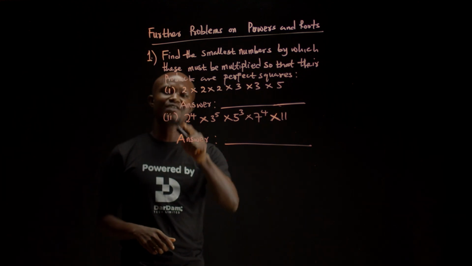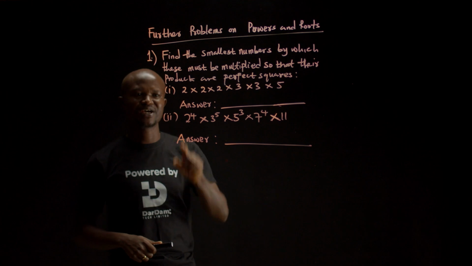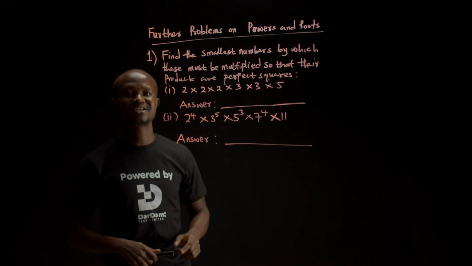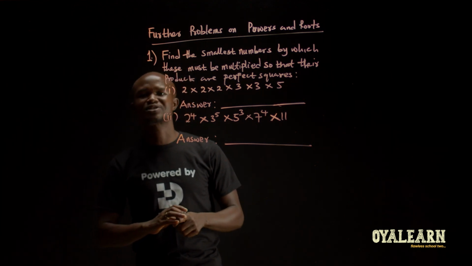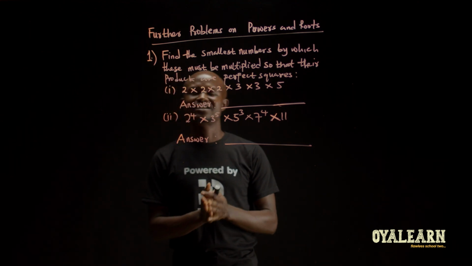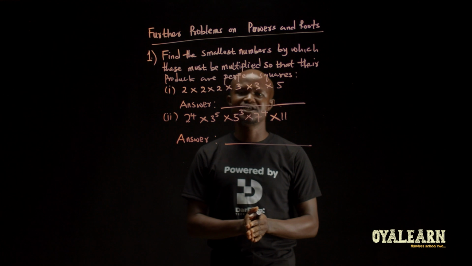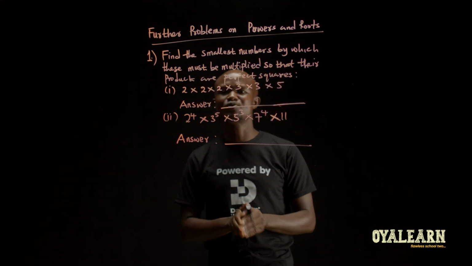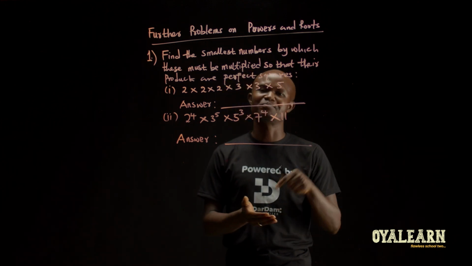Now, we have here 2 times 2 times 2. How many 2's are we having here? 1, 2, 3. This is odd. And for perfect squares, the number of each constituent number involved must be even.